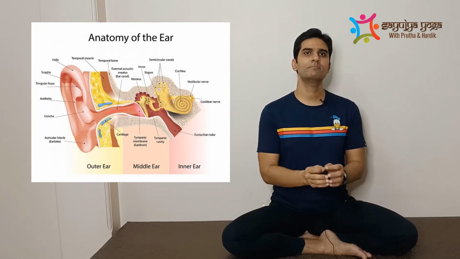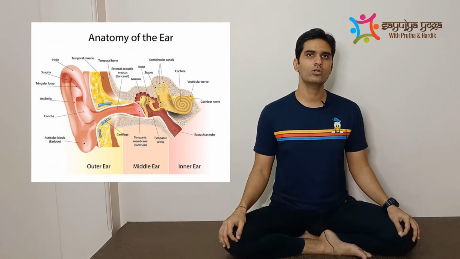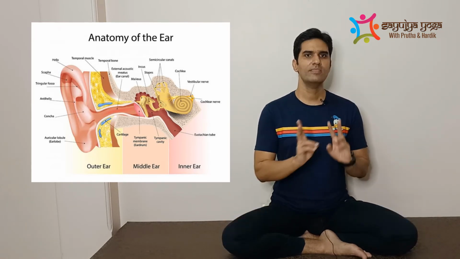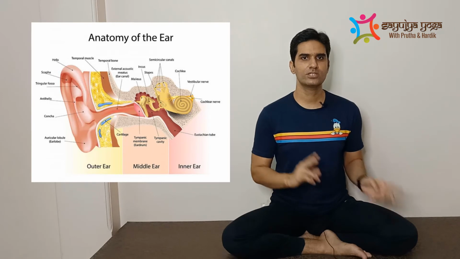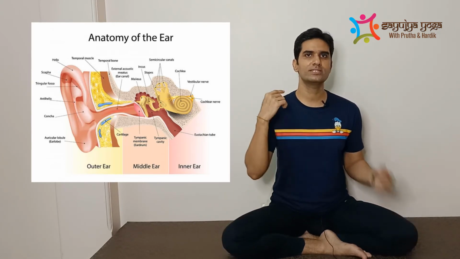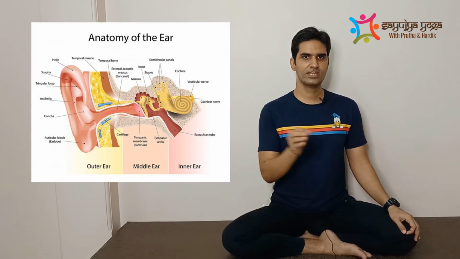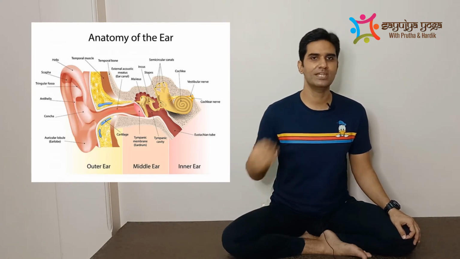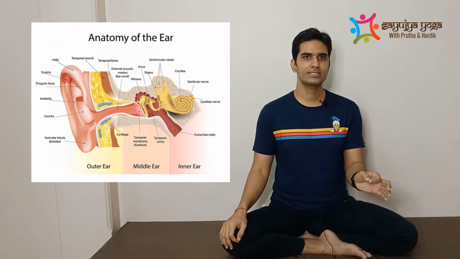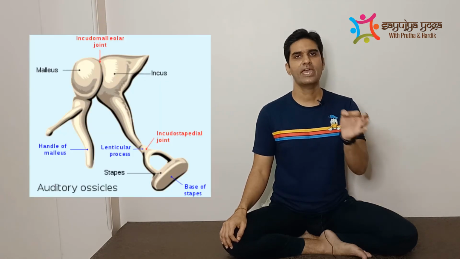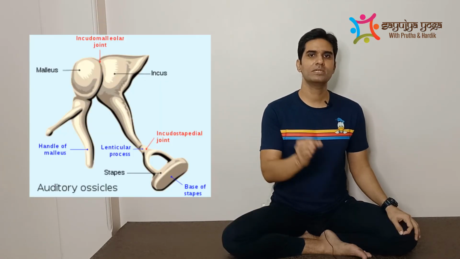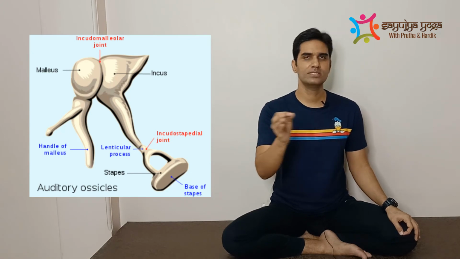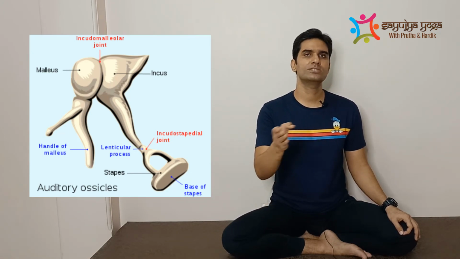So friends, there are the ear bones, also called auditory ossicles. Now there are 3 bones on each side, so total 6 bones. And these 3 bones, starting from the outer ear and moving towards the inner ear, are the malleus, incus and stapes. Malleus means hammer, incus means anvil, stapes means stirrup.